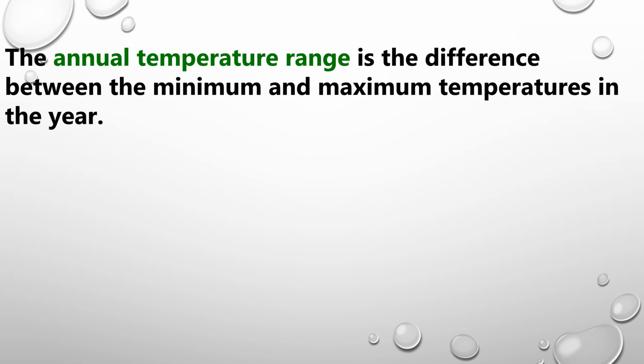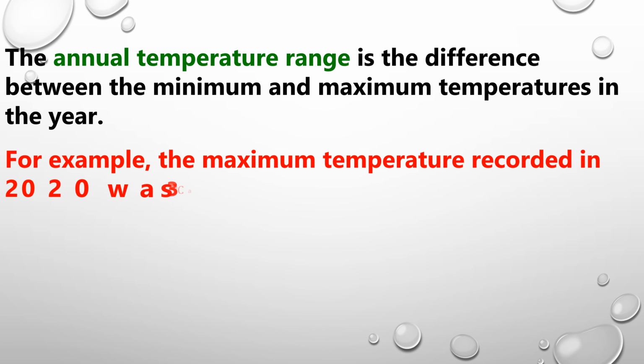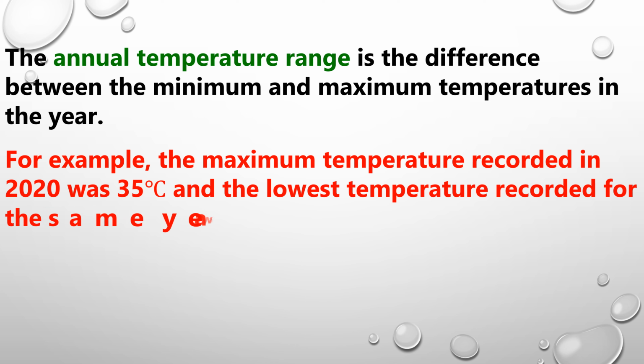Now we're going to calculate the annual temperature range, which is actually the difference between the minimum and maximum temperatures in the year. In other words then, it is the highest temperature recorded in the year subtracting the lowest temperature recorded in the year. It is simply the difference between the highest temperature recorded for the year and the lowest temperature recorded for the year. To accomplish this, we're just going to look at this example.